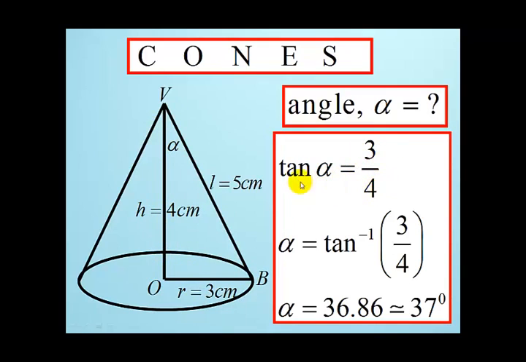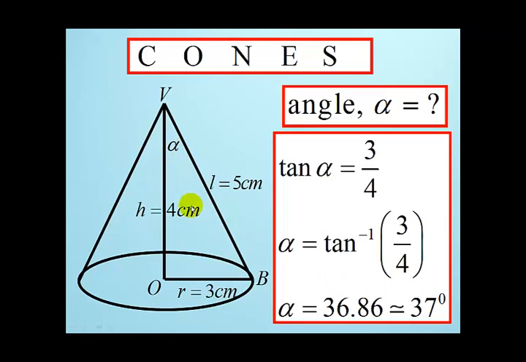Now, because we are solving for alpha, we need to take the tan inverse of both sides. And when we take the tan inverse of tan alpha, we are left with alpha. And this is equal to tan inverse of 3/4. And when we take the tan inverse of 3/4, we have alpha equal to 36.86, which is approximately equal to 37 degrees. That means that the semi-vertical angle alpha is equal to 37 degrees.